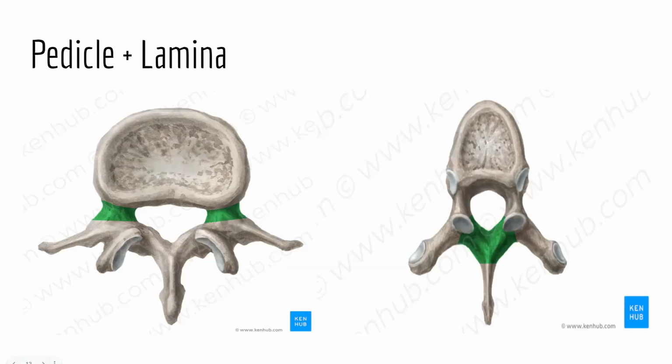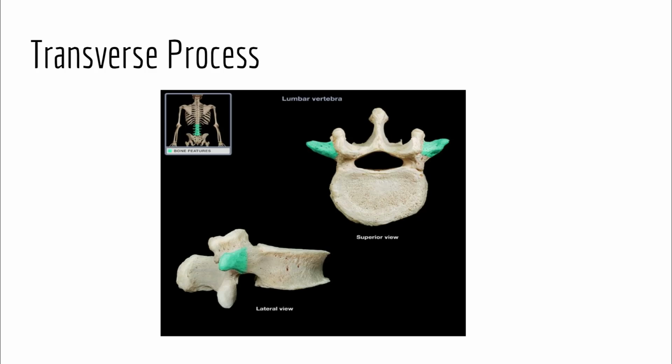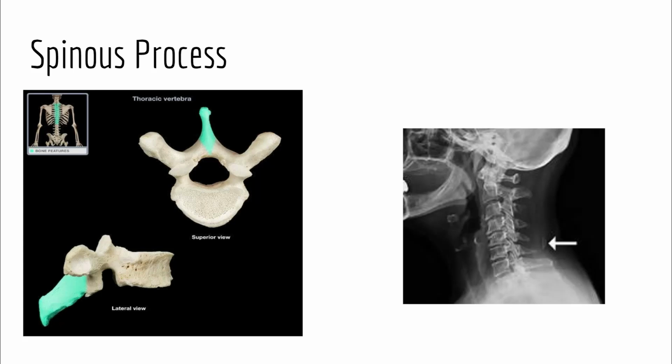The transverse processes are projections of the bone, and there are two transverse processes located on both sides. Similar to the transverse process is the spinous process. And there is only one spinous process located on the posterior side of the vertebrae.